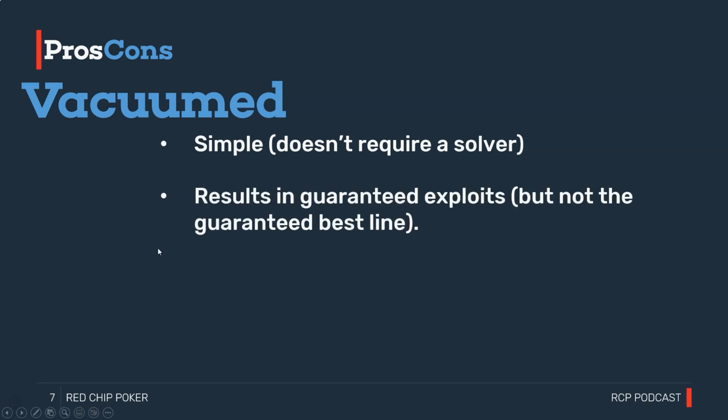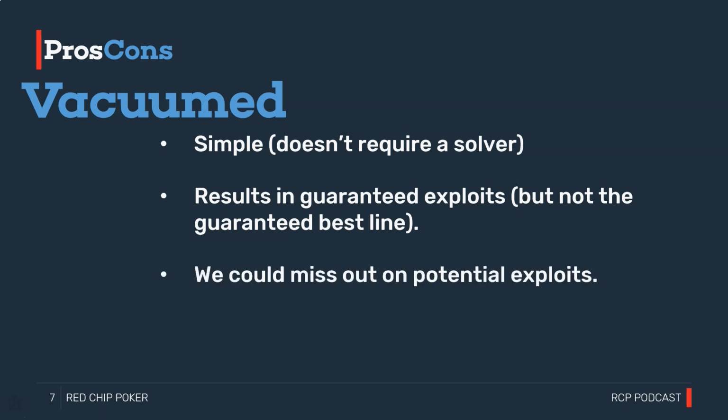The other advantage to vacuumed exploits is that it results in guaranteed exploits, in the sense that if your opponent is folding above the automatic profit threshold, while it doesn't guarantee that bluffing is the best line, it does guarantee that bluffing is plus EV. So it does guarantee you're making money with that line. Whereas if your opponent is folding more often than the solver suggests, but lower than the automatic profit threshold, there's no guarantee that there's actually any exploit there to begin with.